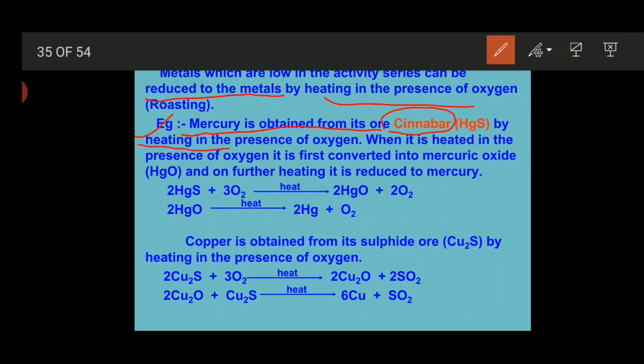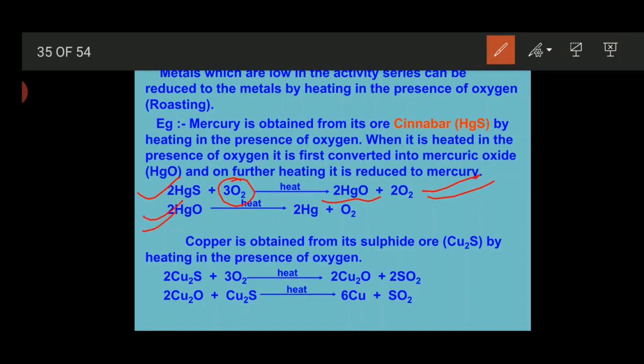So, when it is heated in the presence of oxygen, it is first converted into mercuric oxide, which is HgO, and on further heating it is reduced into mercury. Let's understand with the reaction. Here HgS is heated in the presence of sufficient oxygen, and by doing so it gets converted into mercuric oxide along with the release of a gas.